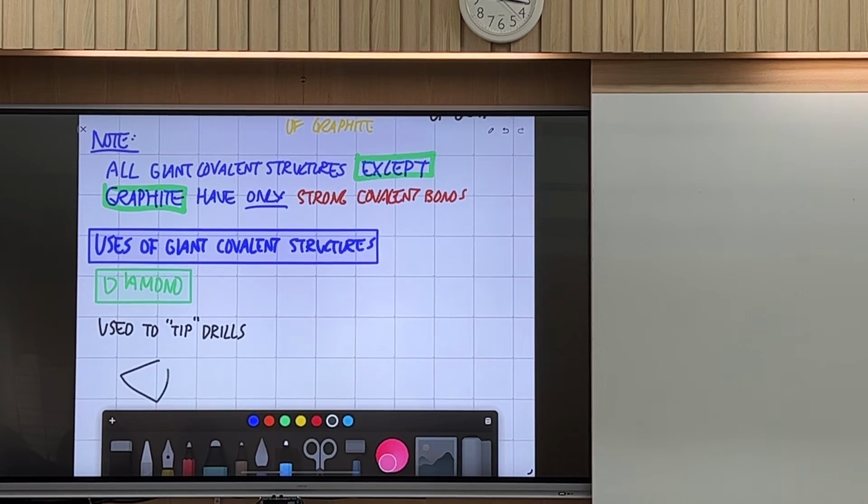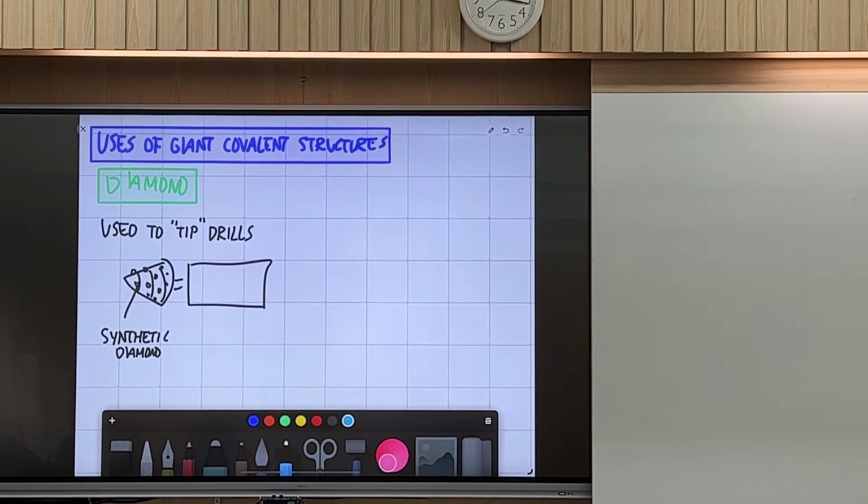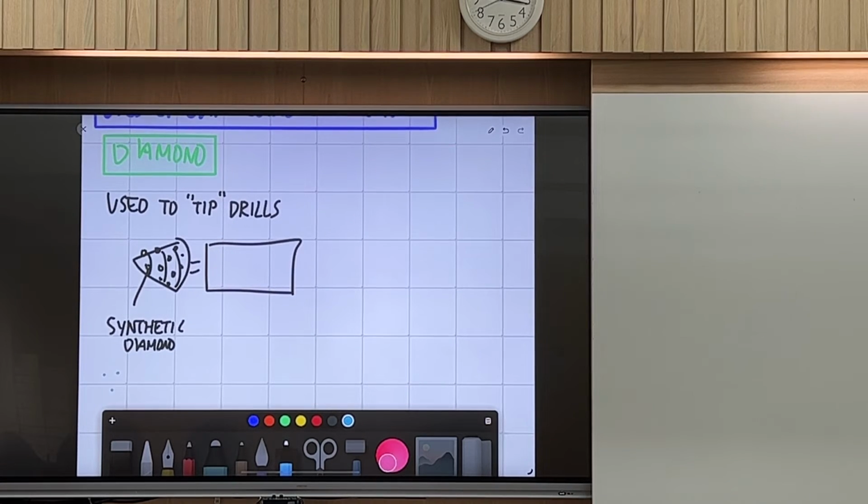So this is what that means. You have the drill head. On top are many, many tiny pieces of synthetic diamond distributed on it. So these are synthetic, man-made diamond. So what is this application based on? You can say because diamond is hard, so we can use it to tip drills.